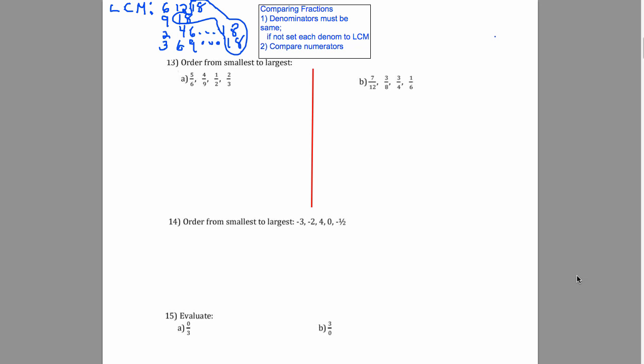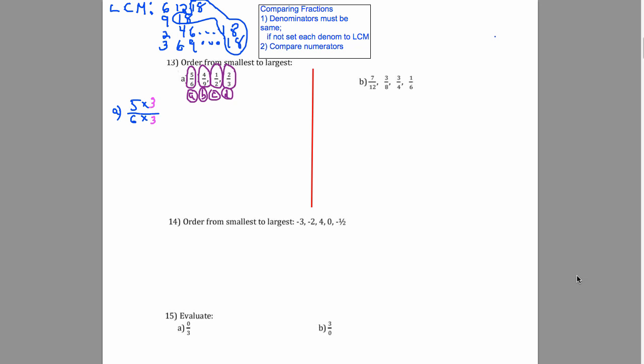Now I want to label each fraction so I can easily refer to the one that I'm working with. Now, we're going to create equivalent fractions with our LCM. So the first fraction is, so we started with 5/6. Now you need to get 18 in the denominator. So if I multiply 6 times 3, that will give me the 18 I need in the denominator.